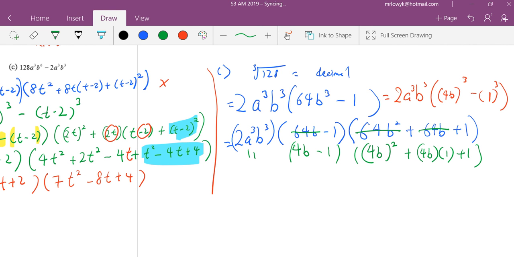How to get it wrong? How to fail A Maths? I don't know. You become arrogant and skip steps and don't use the calculator, you fail.